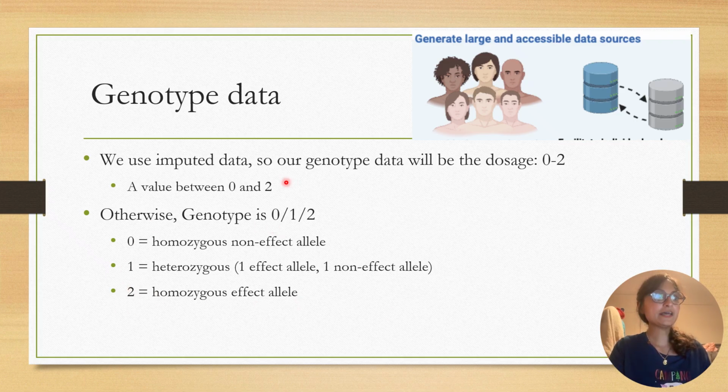But right now, because we're using imputed data, some of these will be probabilities of genotypes, so the values will be between 0 and 2. And of course, the closer they are to one value over the other, you can gather that it might be more of a homozygous non-effect allele, heterozygous, or a homozygous effect allele. So this will be more of our case: it's a value between 0 and 2 because it's imputed.